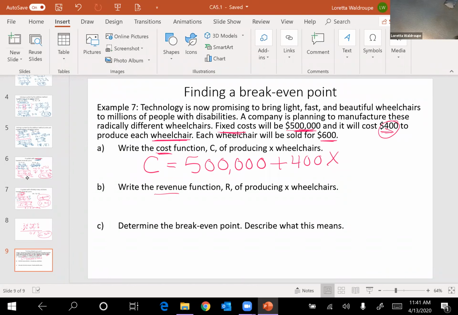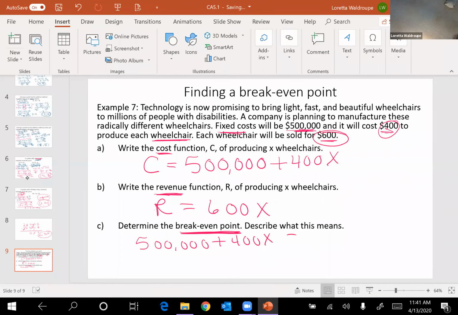The revenue function is how much does the company make. So the revenue, well, they make $600 for each wheelchair they sell, right? Now that's not all profit. The break-even point is when cost equals revenue.